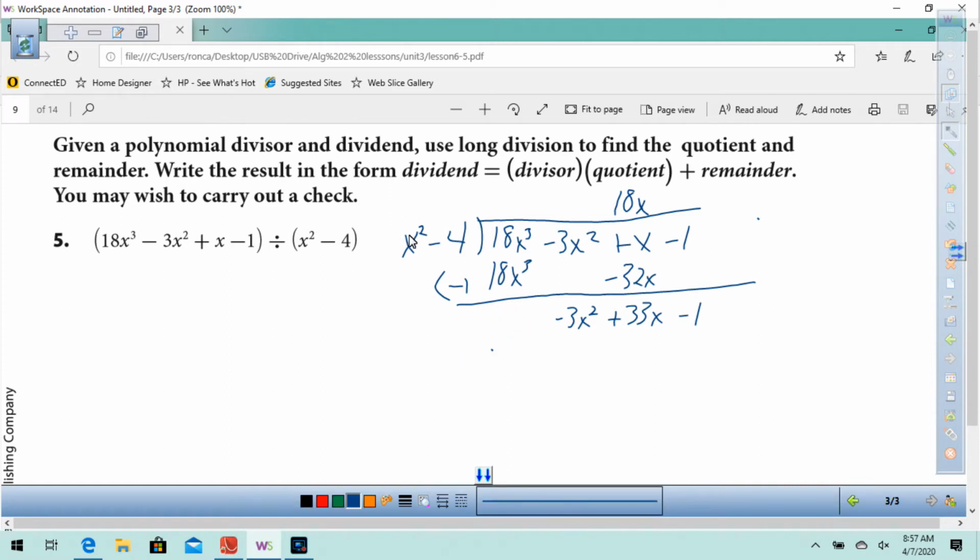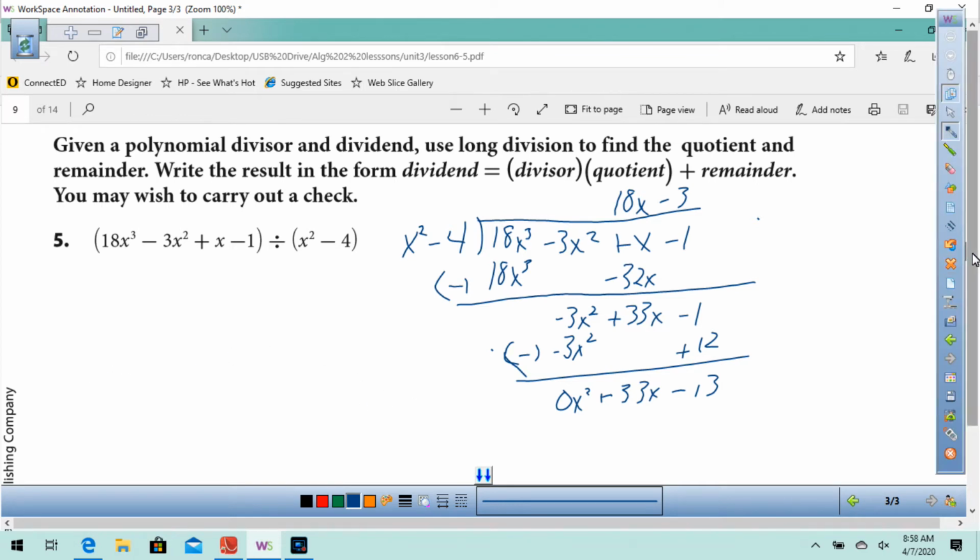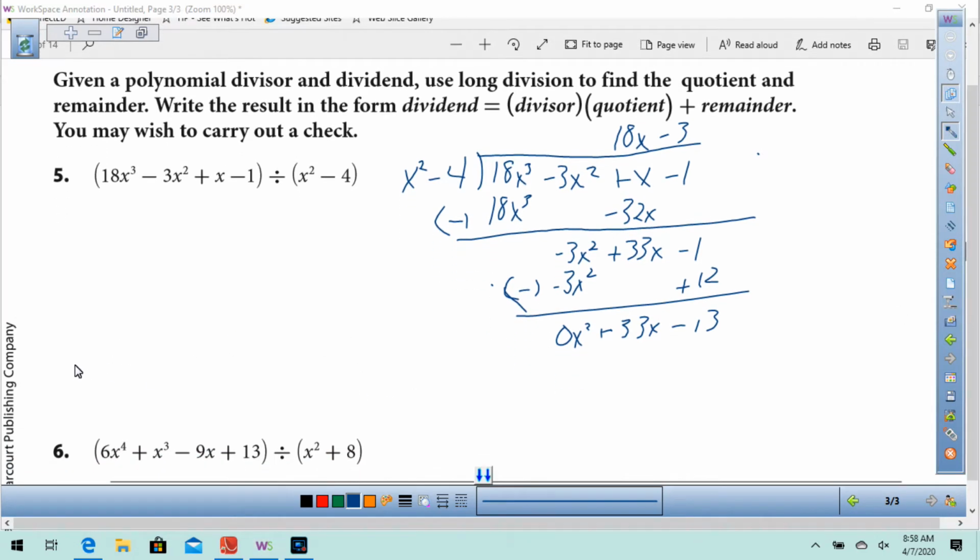All right. Now we need to make this x squared look like that. So we're going to multiply it by negative 3. Negative 3 times x squared is negative 3x squared. Negative 3 times 4 is plus 12. And then now we'll subtract the second line from the first line. That gives us 0x squared, which is what we wanted. We'll bring the 33x down, and that's plus. Negative 1 minus 12 would be negative 13. So we're going to have, let's see here. I'm going to write this out.